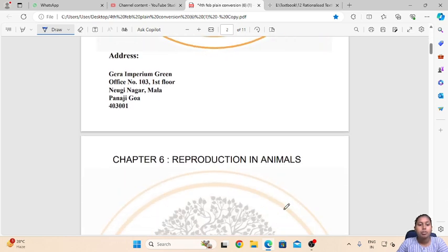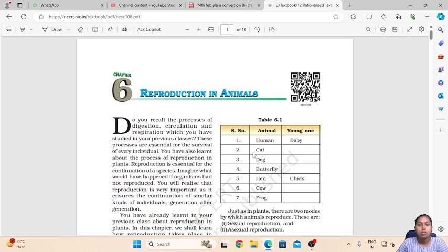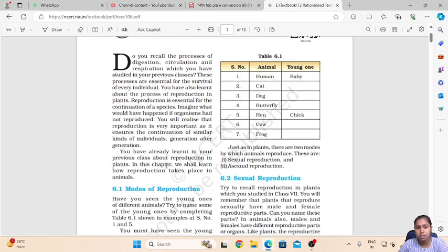Today we're going to deal with chapter number 6, reproduction in animals. In your previous standard you have learned reproduction in plants, and even the processes of digestion, circulation and respiration, which are essential for the survival of animals or an individual. You'll also learn about reproduction in plants. Reproduction is essential for the continuation of a species.